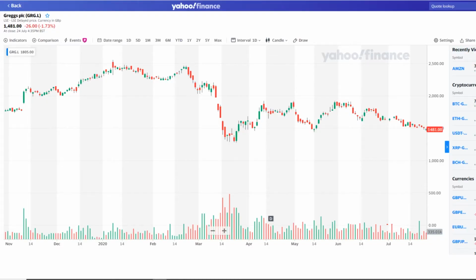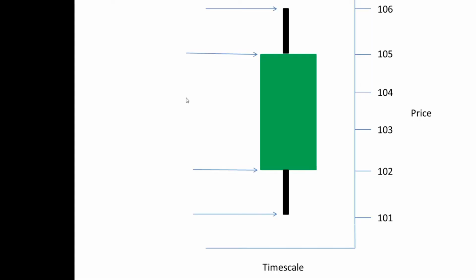So here we have a standard candlestick chart, and it could well look a bit overcomplicated at the moment, but let's try and break down some of the elements for you, and hopefully it'll all make a lot more sense. So here is a very simple candle diagram. Here we have what is called a candle. These bits that stick out at the top and at the bottom are called the wicks. On the right you can see that we have the price, and on the bottom you can see the timescale.